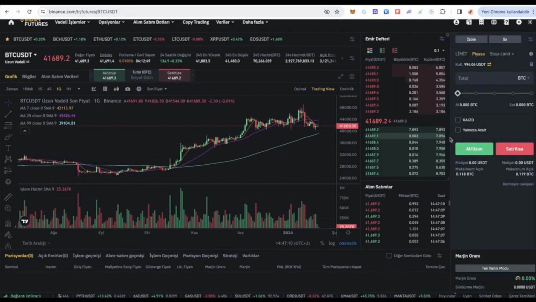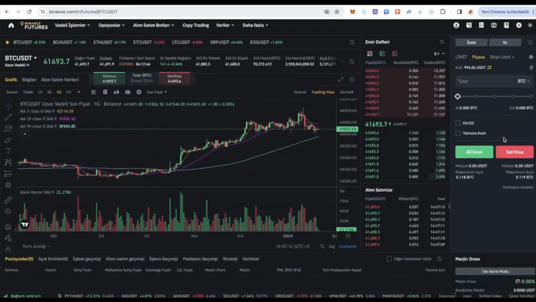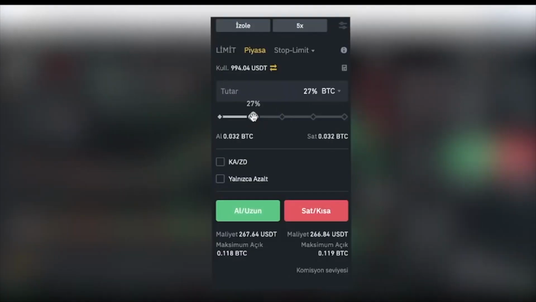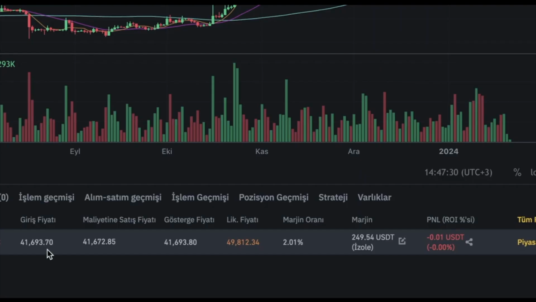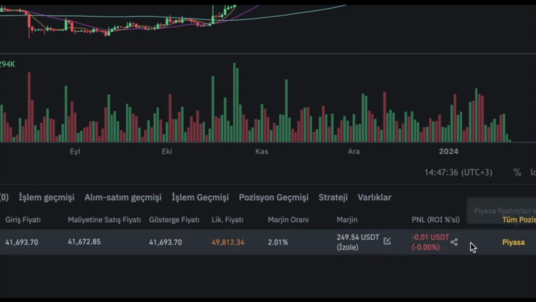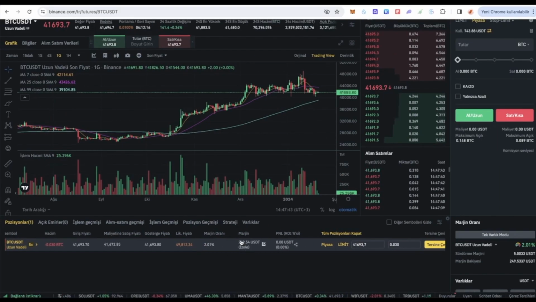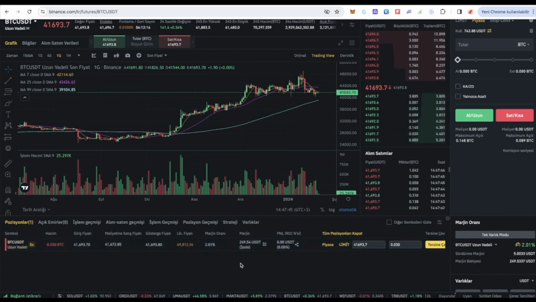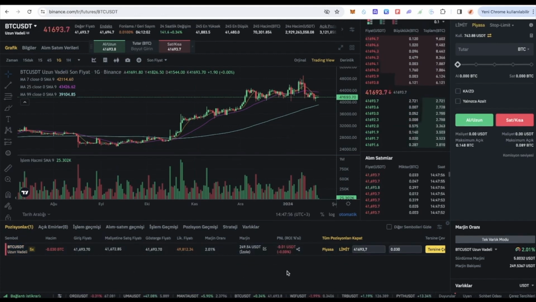Friends, I closed this position from the market and I want to open a live short. If I think the market will fall, I will open a short. I'm going to open a position of about $250 from the market. This time, I'm going to short. Short means short. Look, this time my entry price is $42,693, and as the price goes down, I'm going to make money. If the price goes up and hits $49,812, all of my money, all of my $249 here, melts, friends. This is the logic of the short, friends.